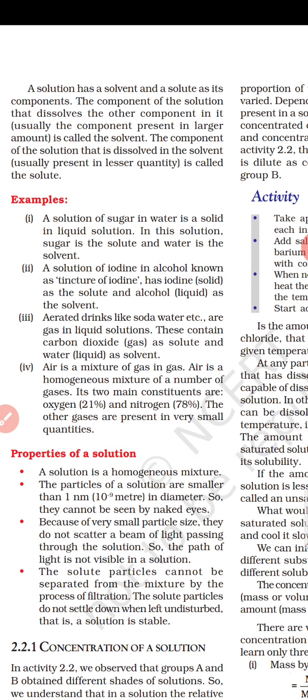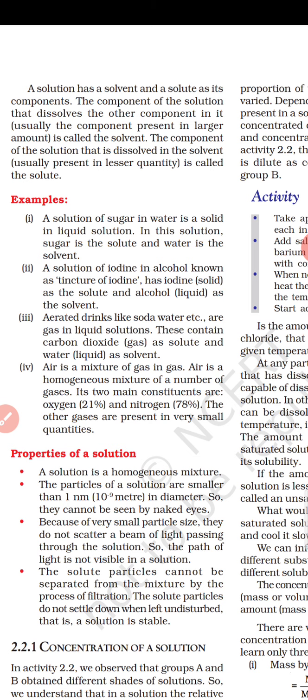And air is a mixture of gas and gas. Air is a homogeneous mixture of a number of gases. Its two main constituents are oxygen, that is 21%, and nitrogen, that is 78%. Other gases are present in very small quantities, only in traces.